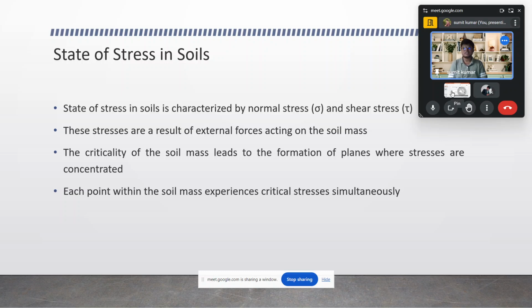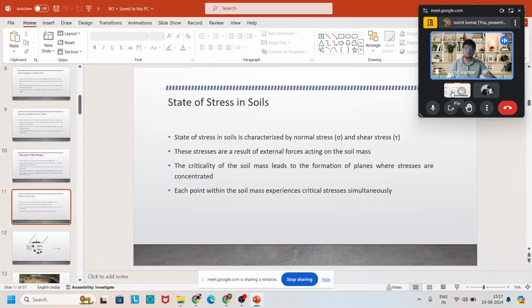The state of stress in the soil is characterized by the normal stress sigma and the shear stress tau. These stresses are the result of external forces acting on the soil mass. The criticality of the soil mass leads to the formation of planes where the stress is concentrated. Each point within the soil mass experiences the critical stress simultaneously. Okay, up to here everything is clear, I think. So we will move ahead.